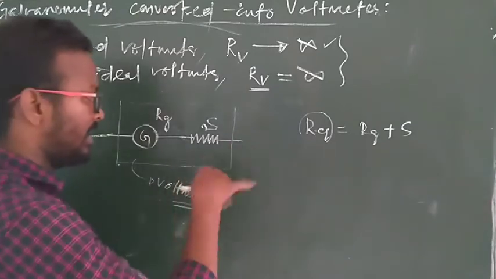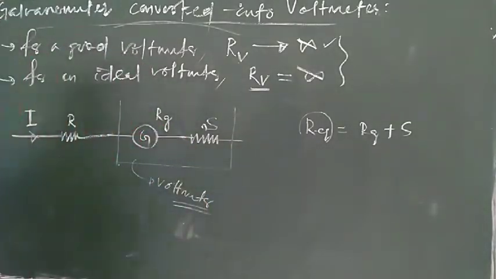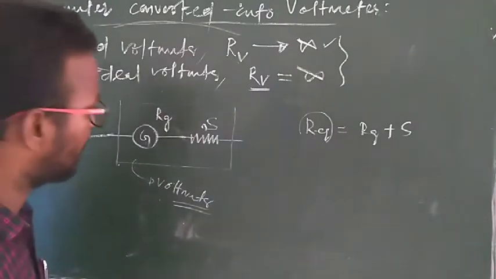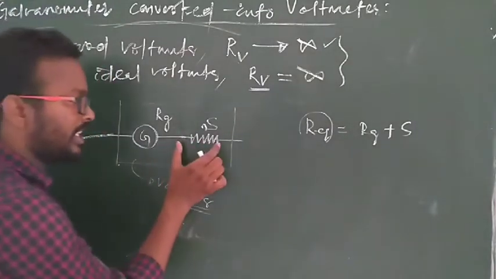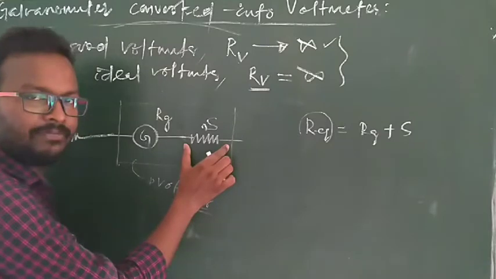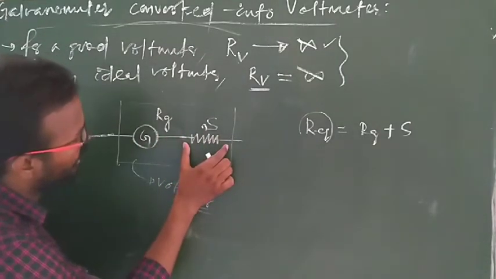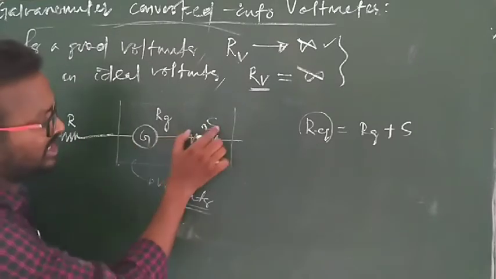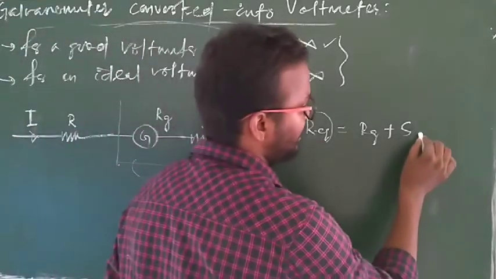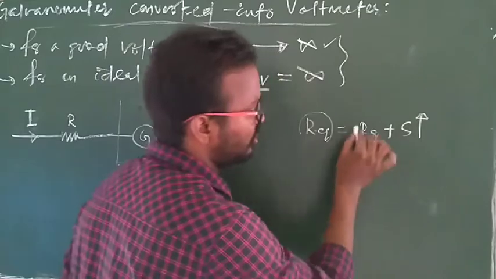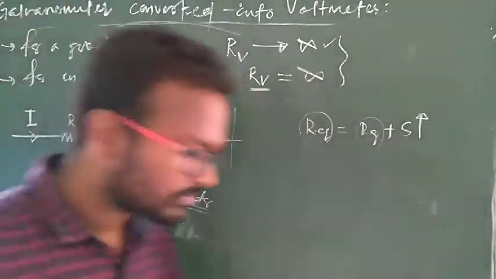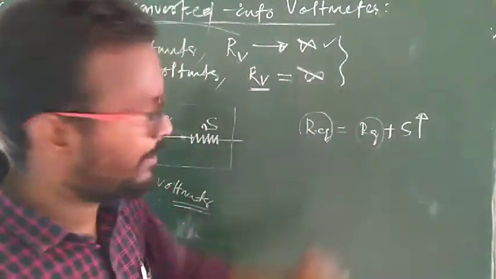So for construction of a voltmeter from a galvanometer, we have to use a high resistance with series connection. We have to use a high resistance with the galvanometer. So this resistance is very high, if this resistance is infinite, because this is a constant quantity. Because why? Because this is the resistance of the galvanometer.